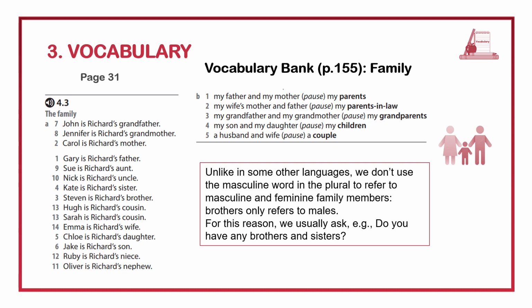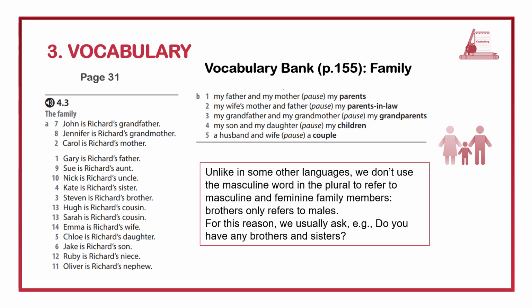Now for part B, you need to complete numbers 1 to 5 with these words: children, couple, grandparents, parents, or parents-in-law. So as you see, the underlines and the words show the stress. Like children, the stress is on the first syllable. Couple, again first. Grandparent, first. Parent or parents-in-law, again first. Now, number 1, my father and my mother are my parents. So you write parents in the gap.